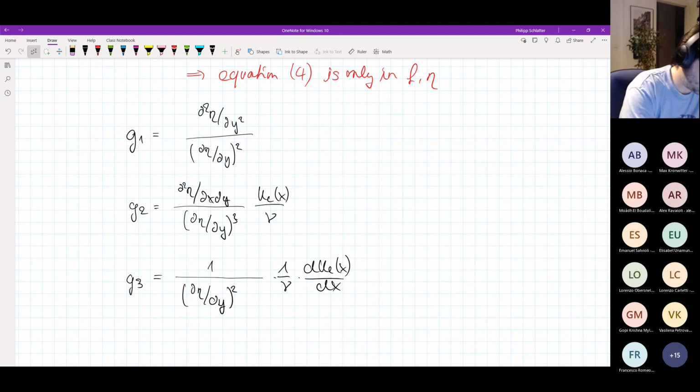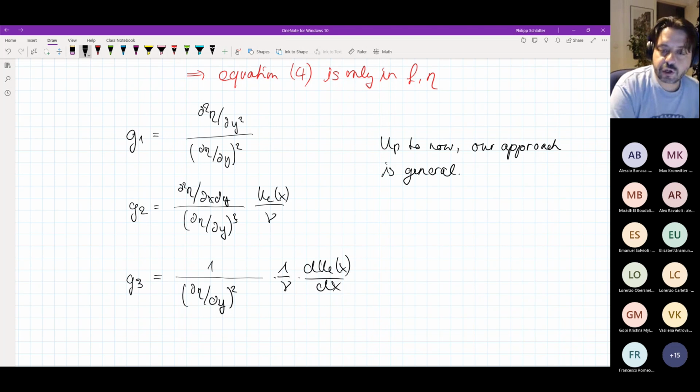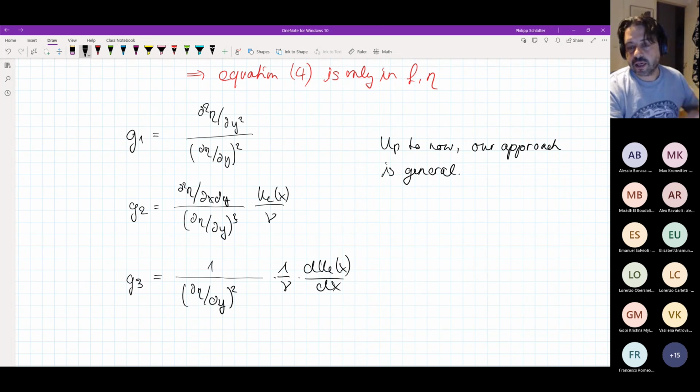I think it's also important to realize that up to now, our approach is actually general. So the only thing that we did was we started from the boundary layer equations. We didn't start from Navier-Stokes. So we assumed that we have a boundary layer in the sense that the variations in y are much larger than the variations in x. That is the only assumption that we have done so far. Apart from that, it's still general.